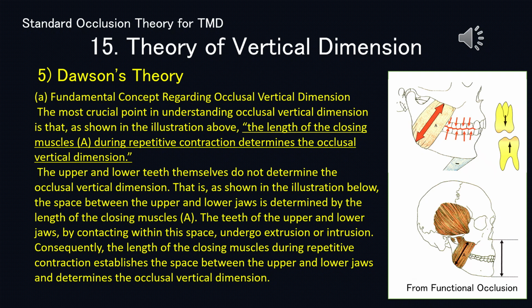That is, as shown in the illustration below, the space between the upper and lower jaws is determined by the length of the closing muscles A. The teeth of the upper and lower jaws, by contacting within this space, undergo extrusion or intrusion. Consequently, the length of the closing muscles during repetitive contraction establishes the space between the upper and lower jaws and determines the occlusal vertical dimension.